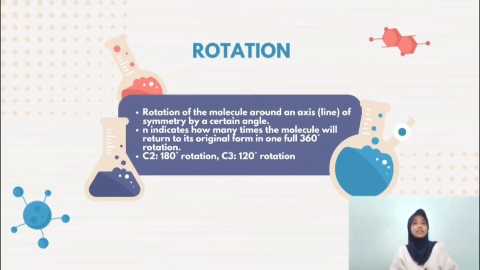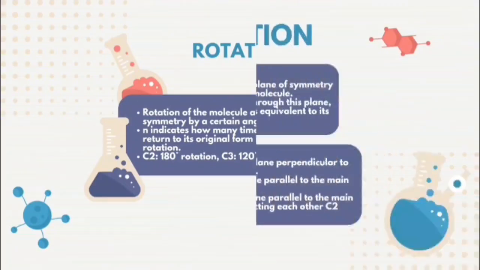Rotation of the molecule around an axis line of symmetry by a certain angle. It indicates how many times the molecule will return to its original form in one full 360 degrees rotation. C2 is a 180 degree rotation. C3 is a 120 degree rotation.